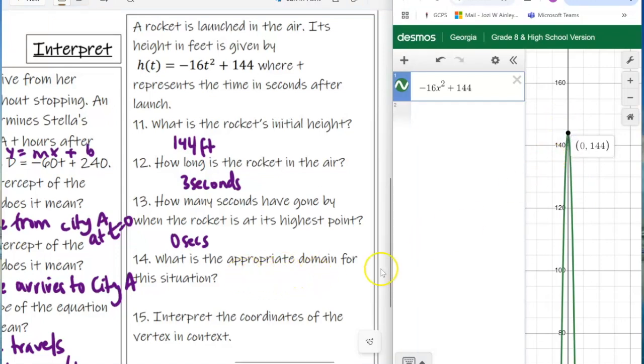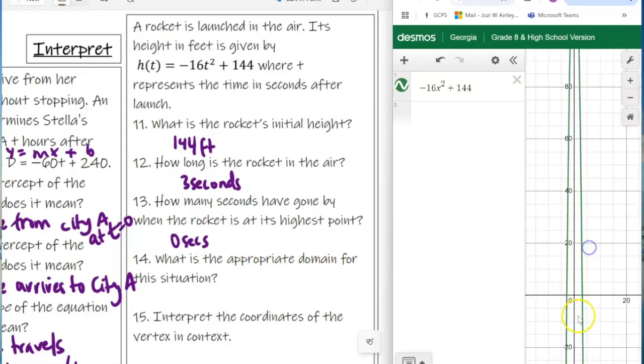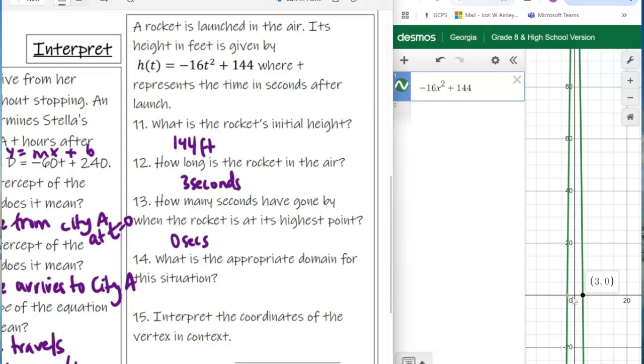What is the appropriate domain for the situation? Okay, so let's talk about domain. Domain is x, left to right. All right, over here there's a graph, but can I have negative 3 seconds? No. So I must start at 0, right? What is the maximum number of seconds I can go? 3, because what happens after 3 seconds? Then I'm at negative height. So an appropriate domain within the context of this problem is between 0 and 3. Can I include those numbers? Absolutely, because at 0, it's at maximum height, and at 3, it hits the ground. So you do include those.